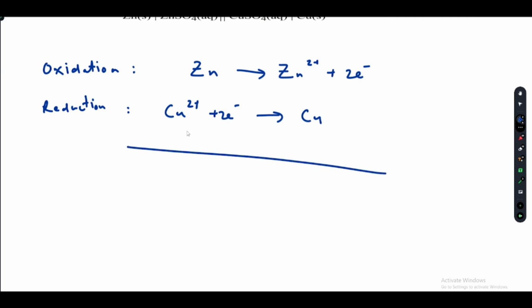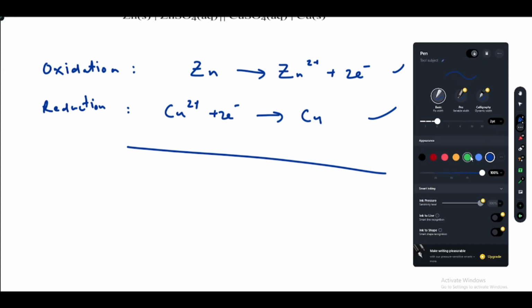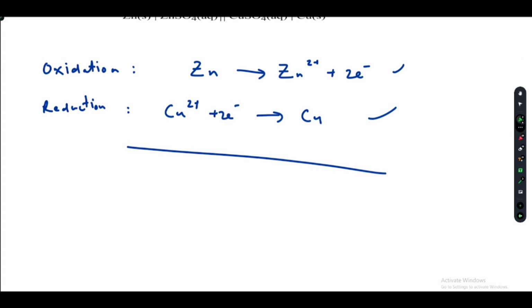Now, in order to find the net ionic equation, I need to add these two reactions together. However, there is a rule. The rule is, in order to add two half reactions together, I need to have the number of electrons in both half reactions be equal. And as we can see in this example, clearly that is the case.